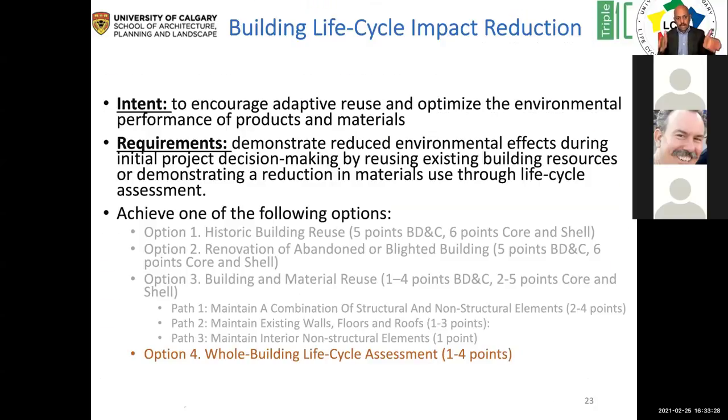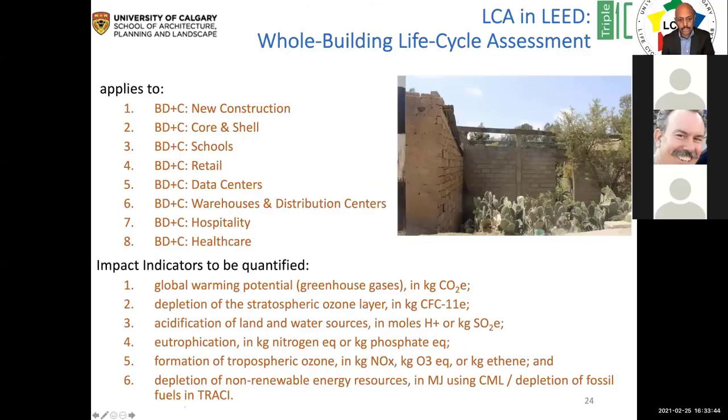So in the life cycle impact reduction credit, you can get up to four points just for having a whole building life cycle assessment. Then, depending on whether you are showing a reduction, that will also give you additional points.